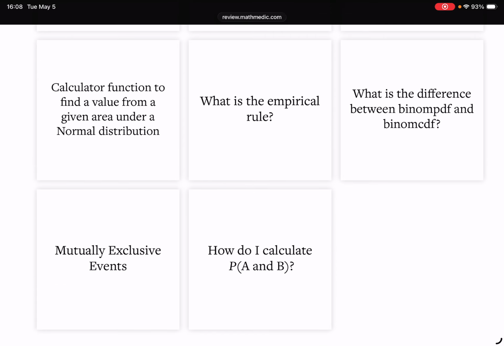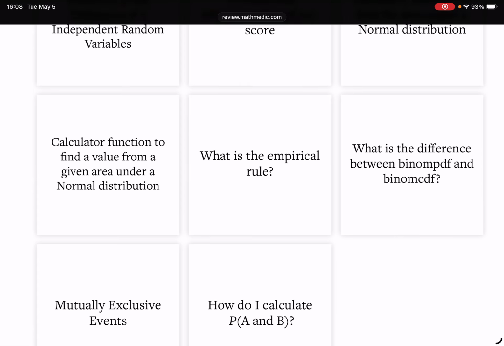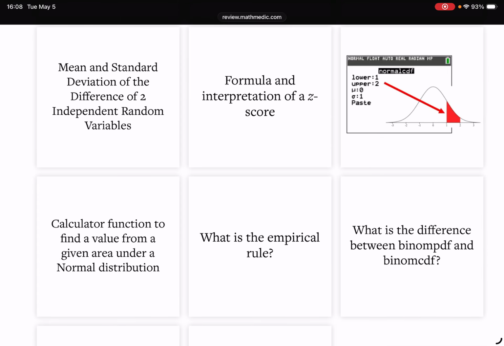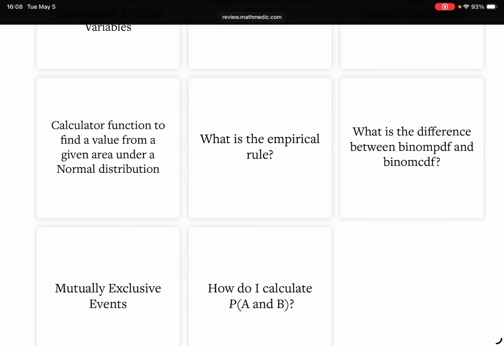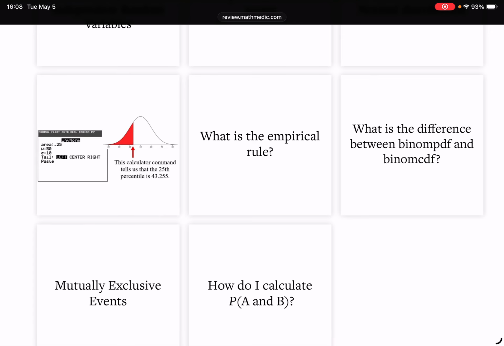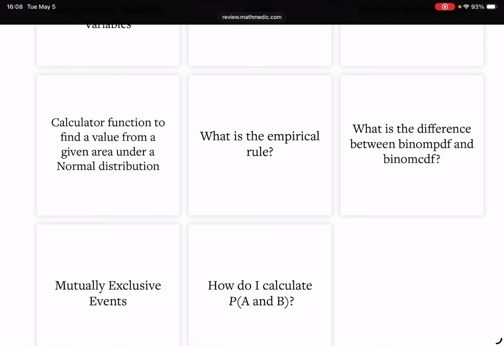Calculator function to find a value from a given area under a distribution. So this is different. This one is, go on to Desmos, do exactly what I said, add an inference, normal distribution, keep it on area. This one is doing the opposite. So look at this for calculator if you need it, but for Desmos, you're going to do the same process, but instead of area, you're going to click on bounds. Okay, put in all the information you have and then get your answer.